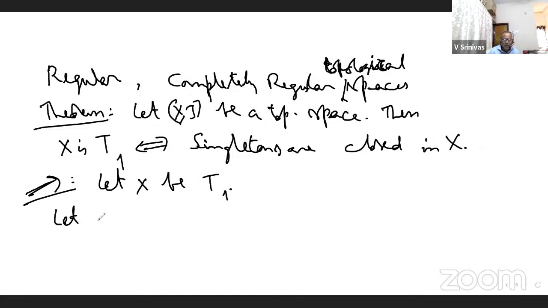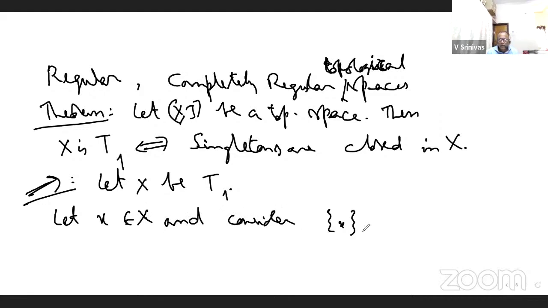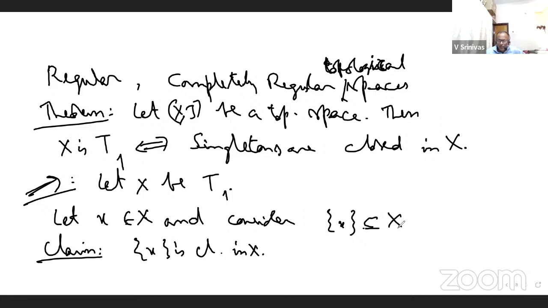So let us take a general point small x from capital X and consider its singleton. I have taken a point small x from capital X and formed this singleton. I have to show that the singleton is closed. Claim: the singleton small x is closed in, of course, capital X. Because small x belongs to capital X, the singleton is contained in X.